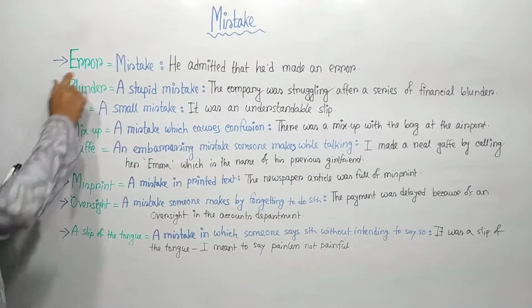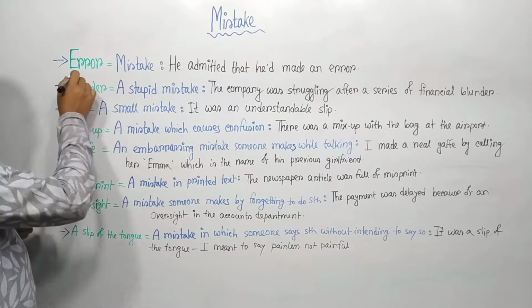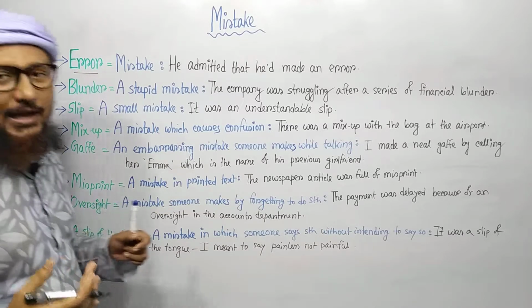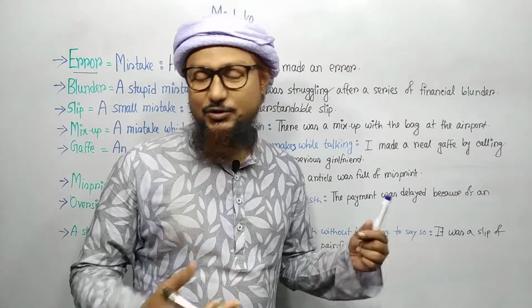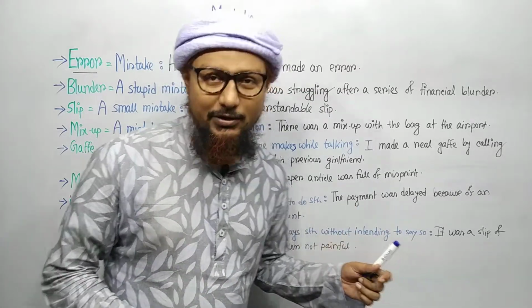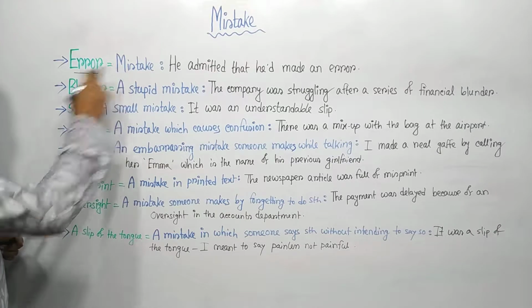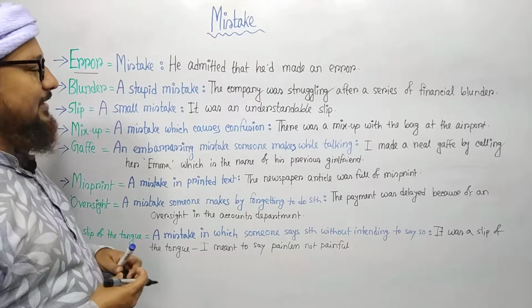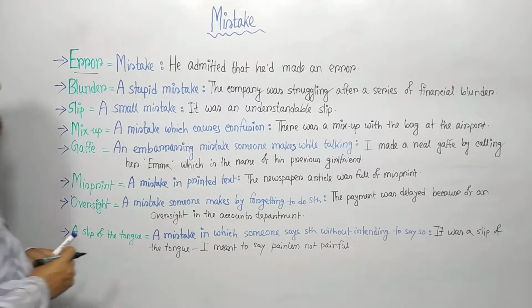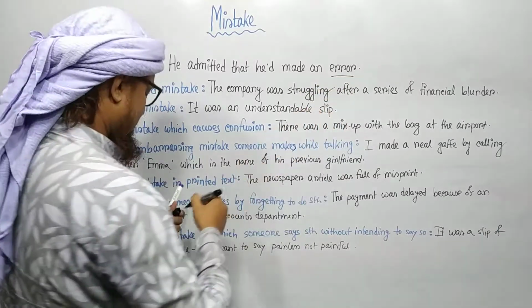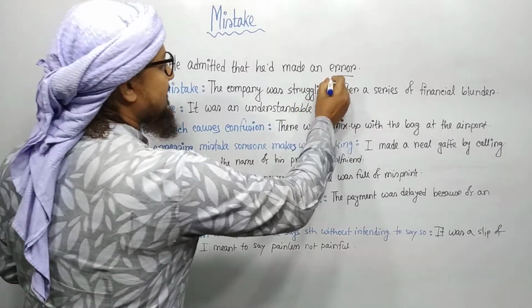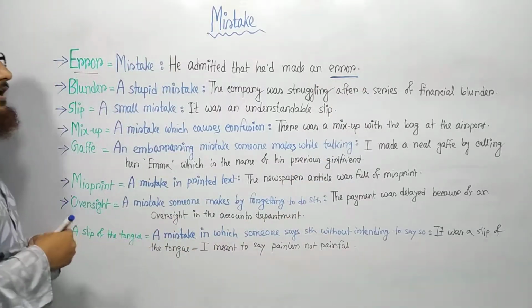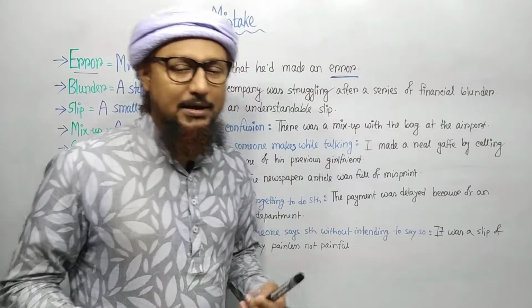The first one is error. It means mistake. An example: he admitted that he had made an error. So someone confessed that yes, I made a mistake, I made an error.